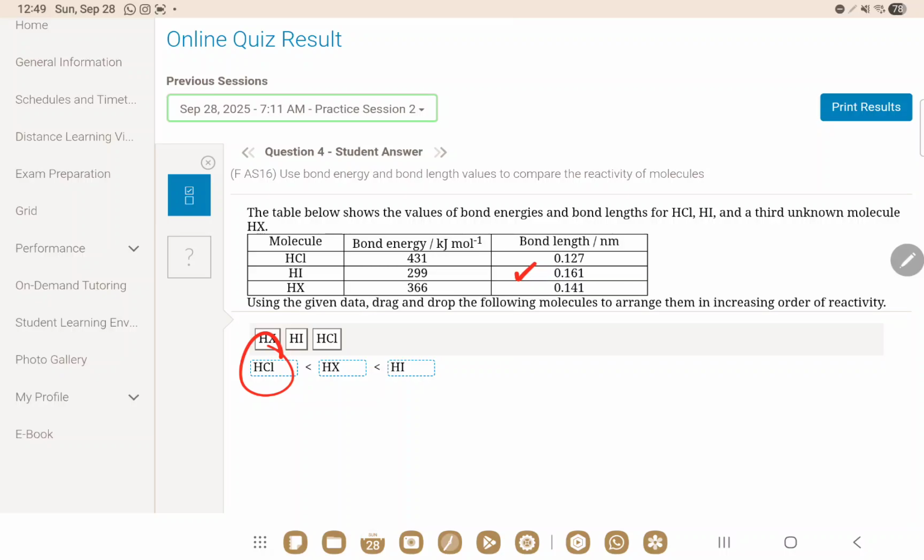Or wait. Whereas HX has the second tallest bond length, so it is the second most reactive, and the bond length of 127 is the shortest, meaning it is the most reactive. It's the easiest to break, and it also has the highest bond energy. Moving on.